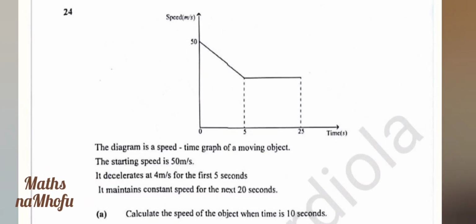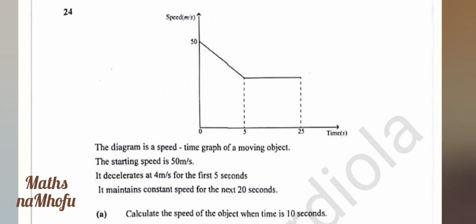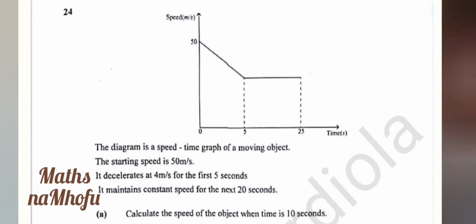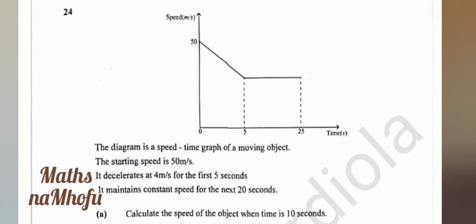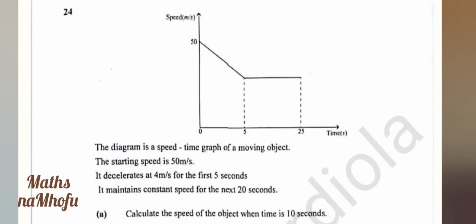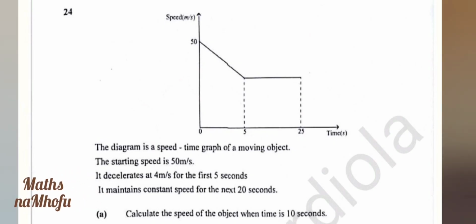V equals U plus AT. U is the initial speed, meaning the starting speed. And A is the acceleration.